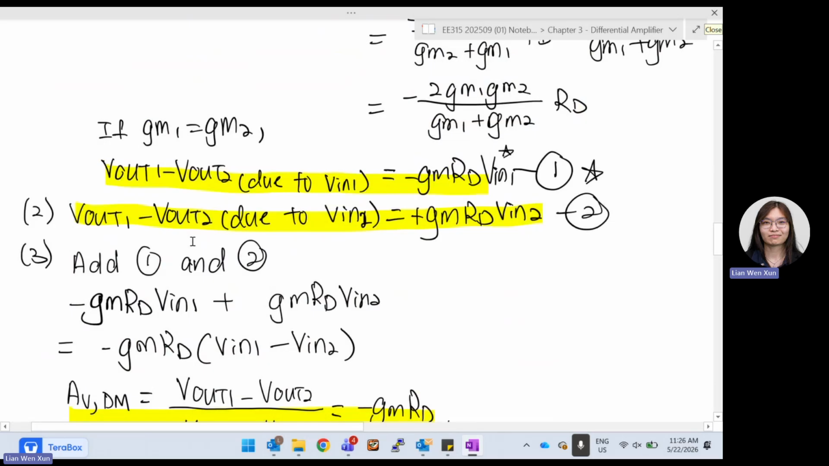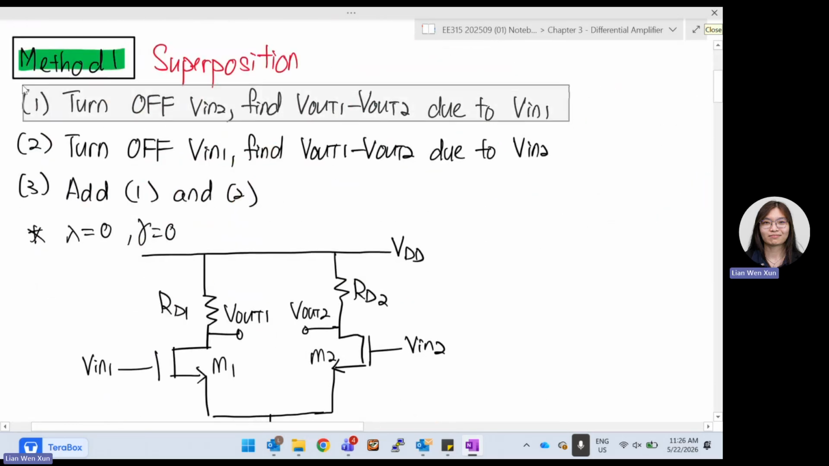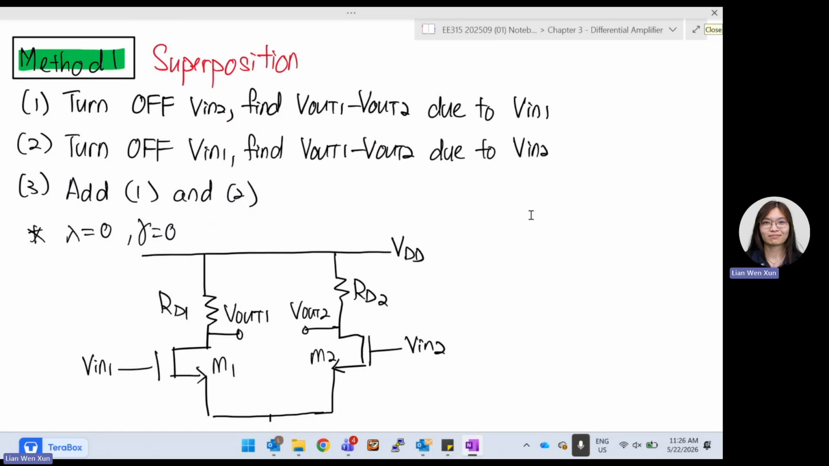If it is V out 1, so we have done the first step of our superposition. We have turned off V in 2, and then we have found V out 1 minus V out 2 due to V in 1. And then now we need to turn off V in 1 and find V out 1 minus V out 2 due to V in 2. So it might look similar because it is probably just the opposite of what we have found just now. So maybe we can just find, let's say just now the answer was negative GMRD V in. Then maybe now the answer will be positive GMRD V in. It's just the opposite way, so that's okay.